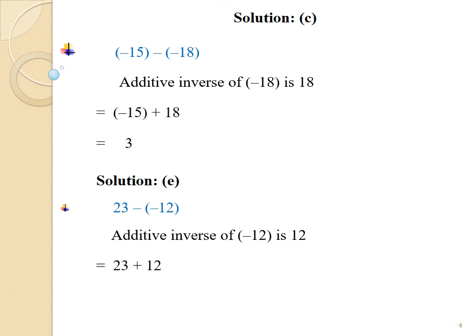Students, now let us add both the integers as both the integers are positive. Thus, adding 23 and 12, we get 35. Students, we get the answer as positive as both the integers 23 and 12 are positive. Thus, 23 minus 12 equals 35.